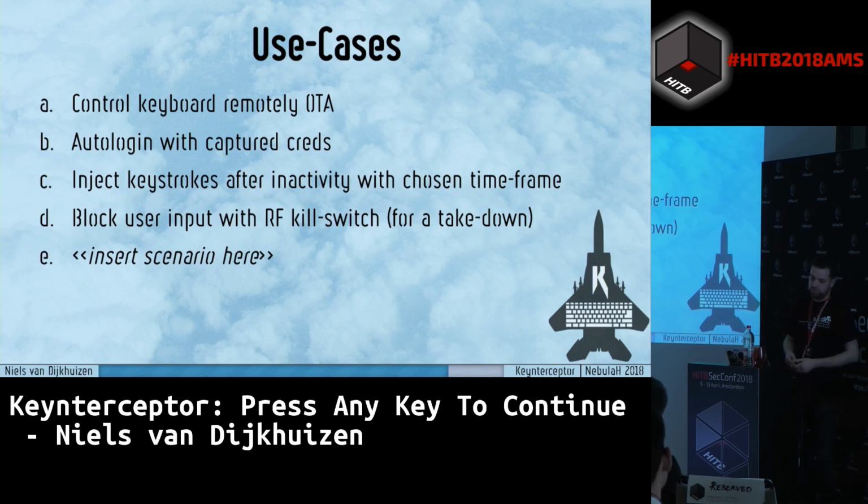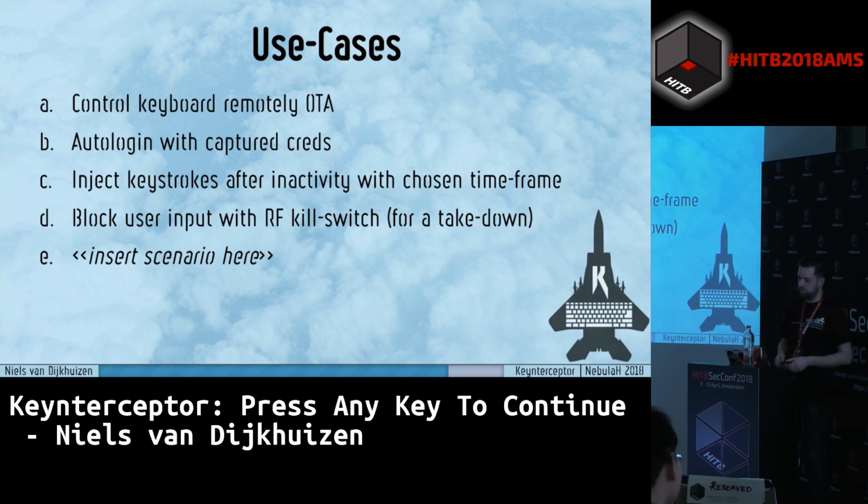So use cases. Well, we can control the keyboard over the air because we have a communications channel. We can do auto login with captured credentials because it's in line with the keyboard and the computer. We can do keystroke injections after activity with a chosen time. So let's say we know that the office is open until 6 o'clock in the evening, and after that it may be activated. We can block user input with an RF radio frequency kill switch, for example for takedown. Well, enter your scenario here.